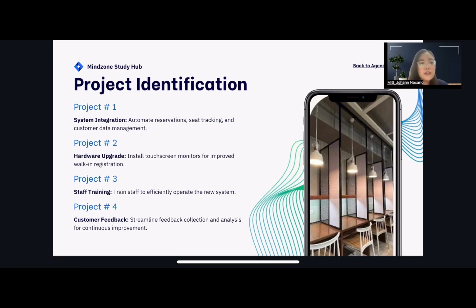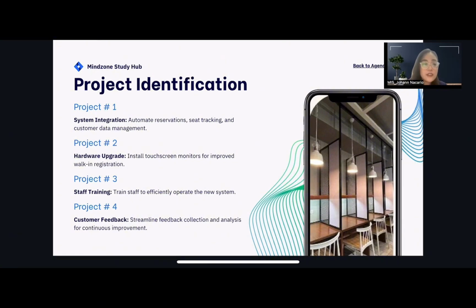So we will now move on to the project identification. These are based on the problem definitions that we have. These are the project solutions that we will propose to the business. So the first project is the system integration. It will automate reservation, seat tracking, and customer data management. Project number 2 is hardware upgrade, wherein we will install touchscreen monitors. In our case, that will be a tablet for improved walk-in registration.